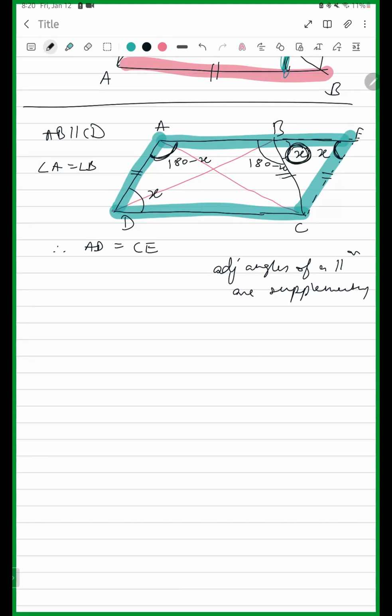Are you getting it? Or should I write it down step by step? Yeah. So see, let's do it again. Let me remove this one.